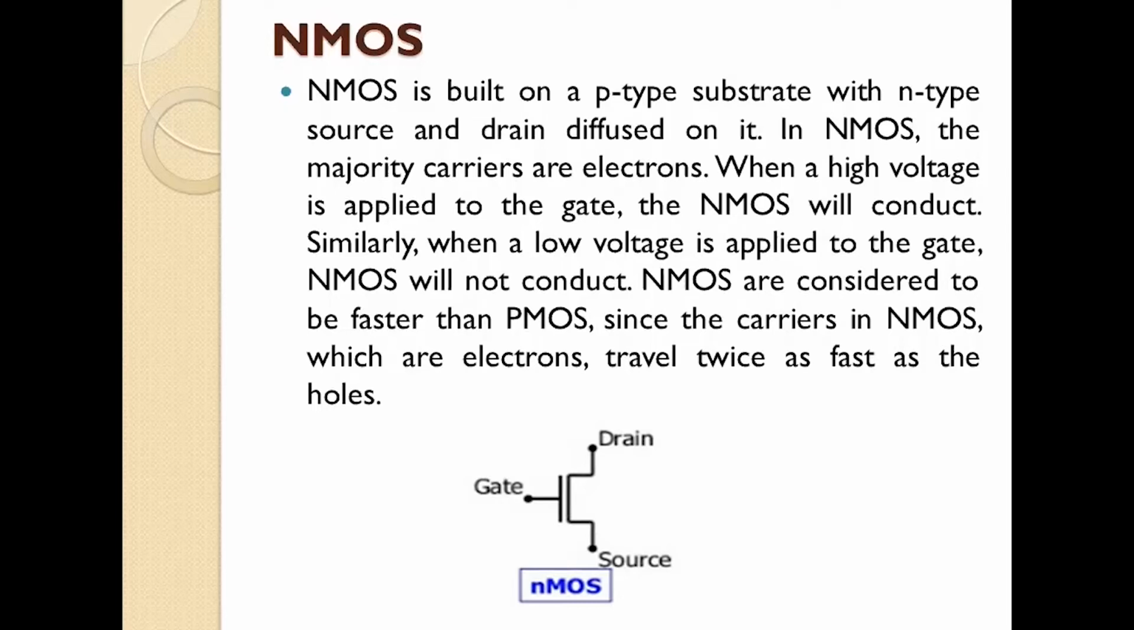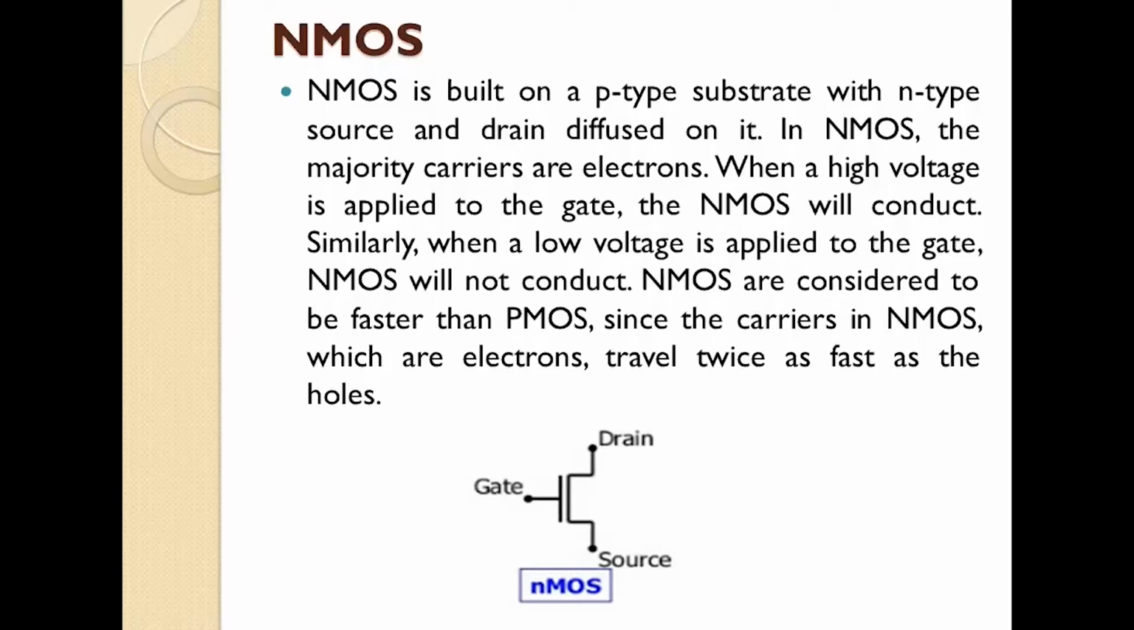Okay, so if it is NMOS, there is a P-type substrate. In the N-channel enhancement MOSFET, the substrate is P-type with N-type source and drain diffused into it. There are two types of charge carriers: one is electron and the other is hole. The majority charge carrier for your NMOS is electron. Clear? This is the symbol of your NMOS. There are three terminals: gate, drain and source. Clear? Next, PMOS.